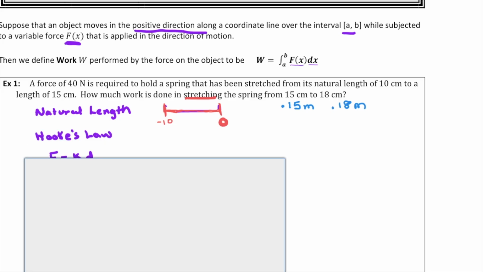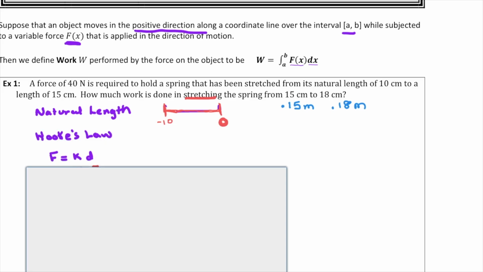Since we have a spring, we're going to use Hooke's law. So force equals K times D. We know that we were given information that a force of 40 newtons was required to stretch our spring from 10 to 15 centimeters. So the difference between those, or the distance between those, is going to be 5 centimeters.